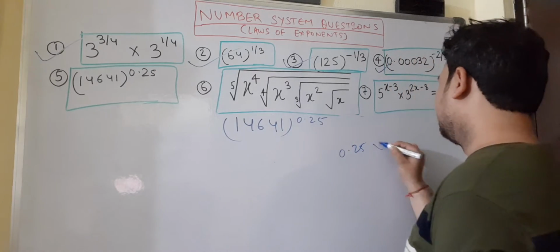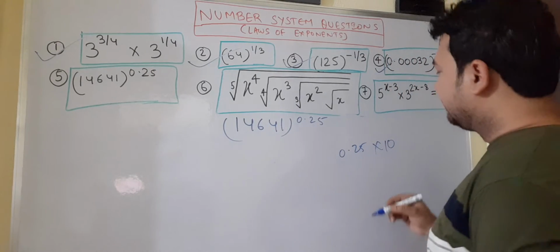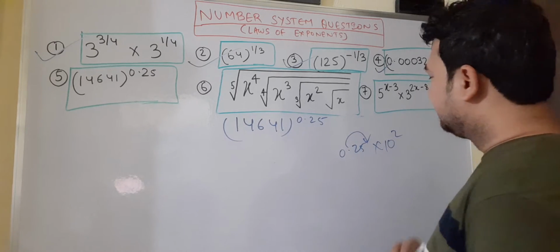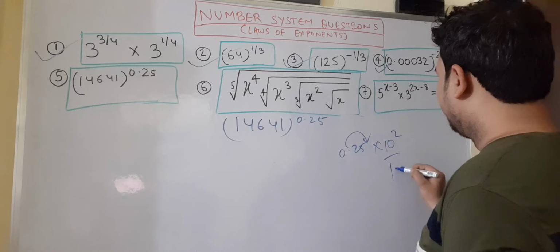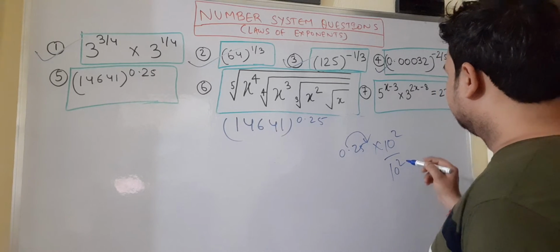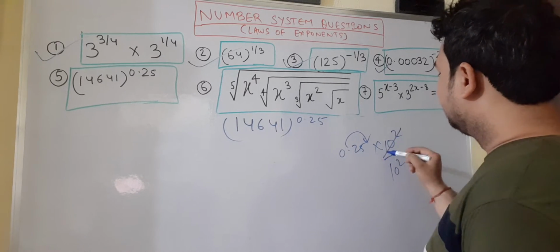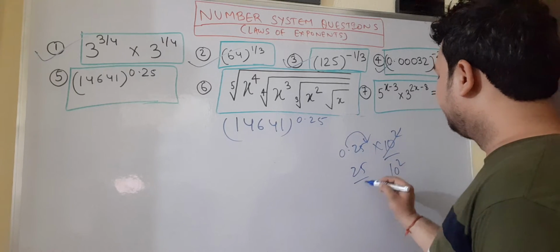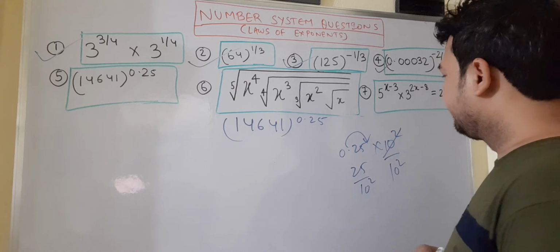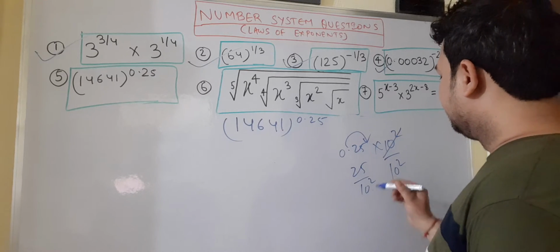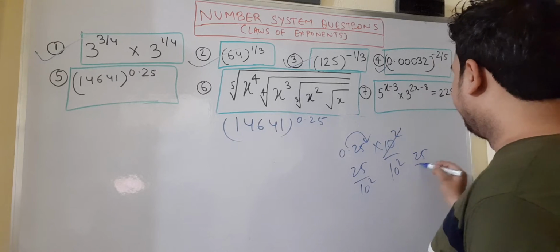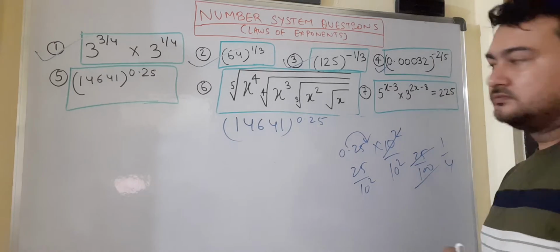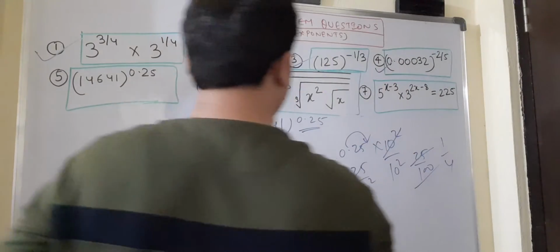0.25, again by the same way as I have told you so many times, to bring this you need 10 to the power 2. 10 to the power 2 will be divided. This will get consumed. This will remain. You can write it 25 by 10 to the power 2. That is 25 by 100. 25 by 100 is what? 1 by 4. So 0.25 is nothing but 1 by 4.